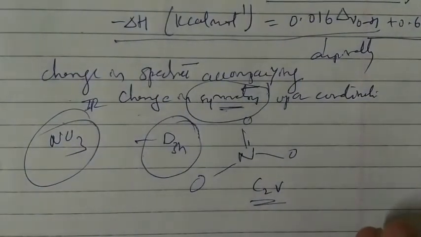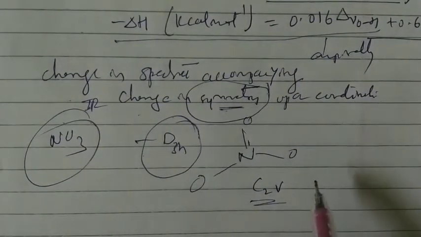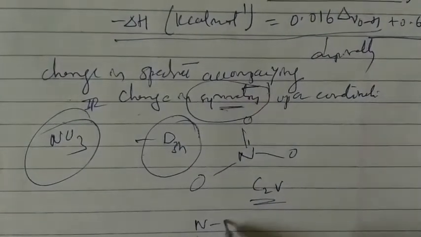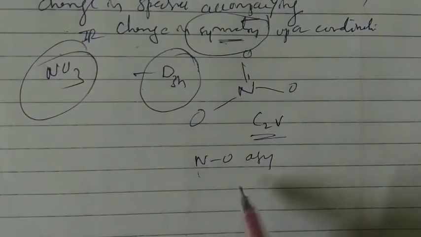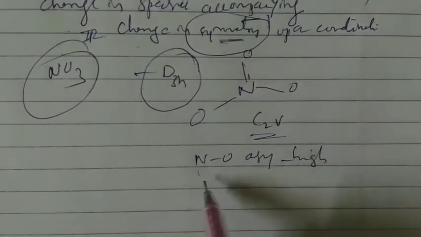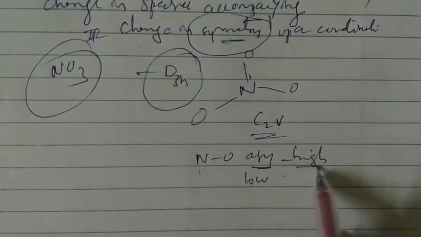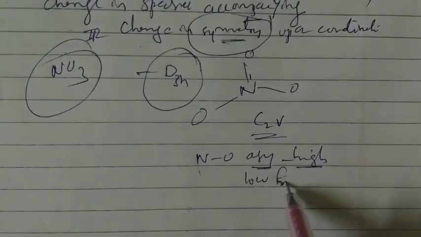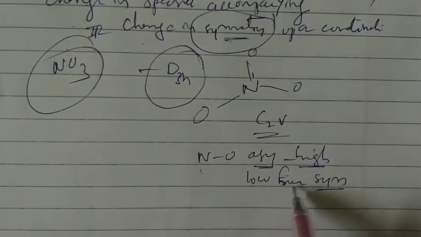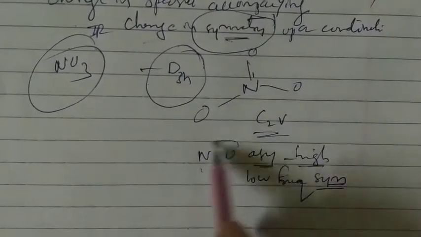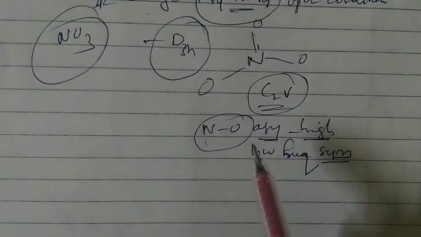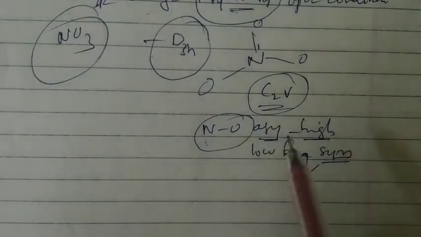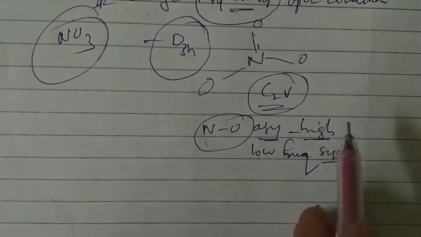Okay, and the asymmetric stretch in the nitrate ion is split into a high frequency NO stretch and a lower frequency symmetric stretch. This is what is obtained whenever the nitrate is bonded through the oxygen. So the symmetry is lowered here, and this is what happens.